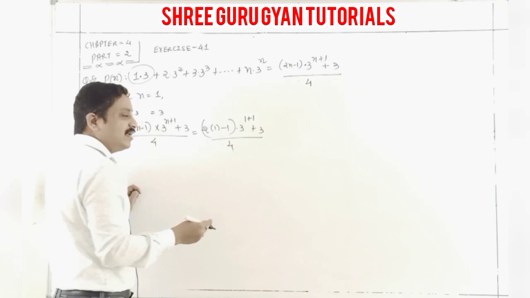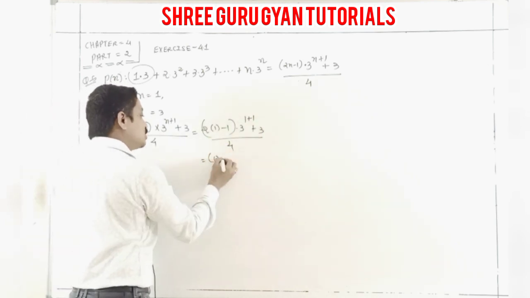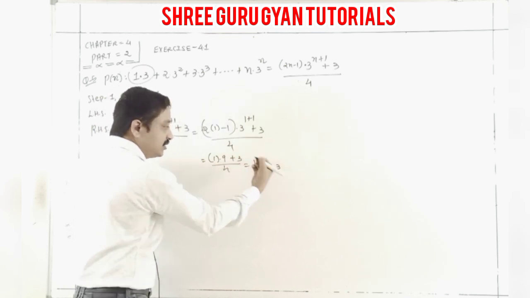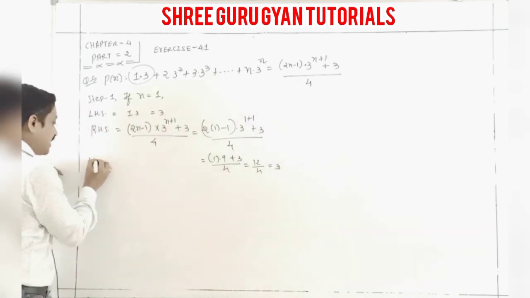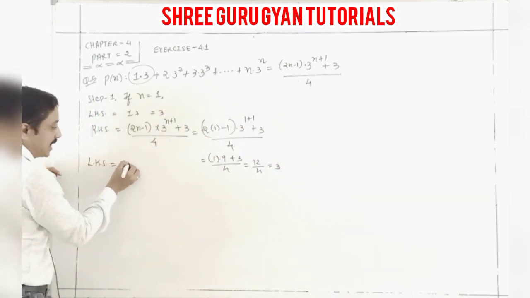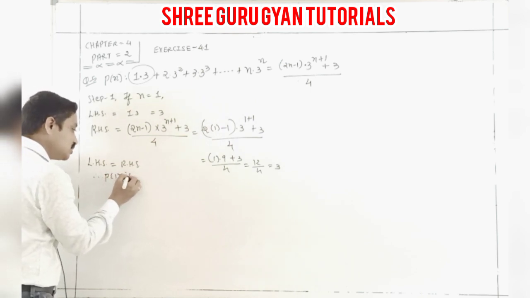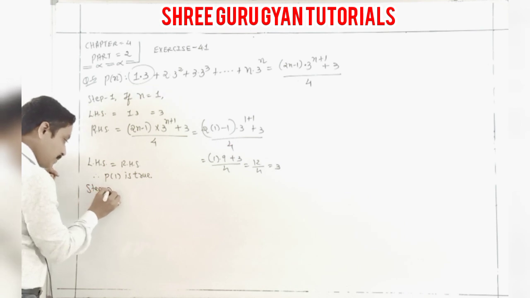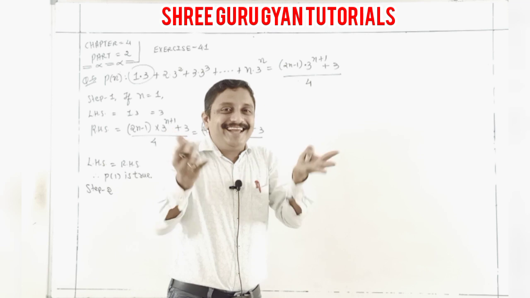It's a very easy process. Check. Here 2 minus 1 is 1, 3 raised to 2 is 9, plus 3 gives 12 by 4, which is how many? 3. LHS and RHS are the same. So I just write LHS equals RHS. So P1 is true. And step 2. I hope you students enjoy these chapters. It's very easy. Step 2.